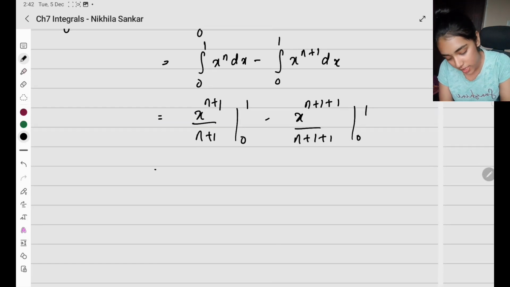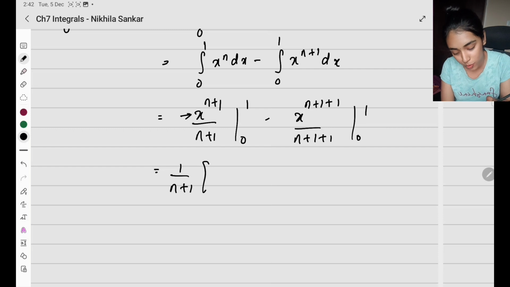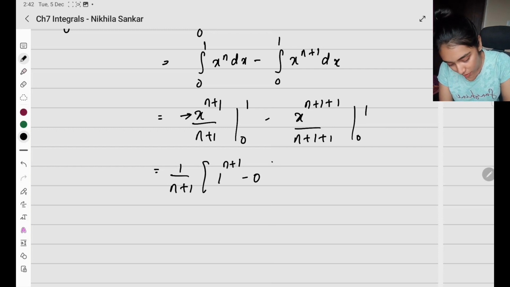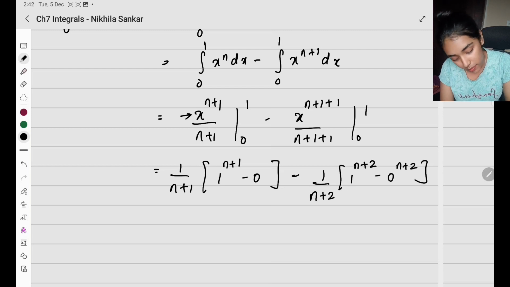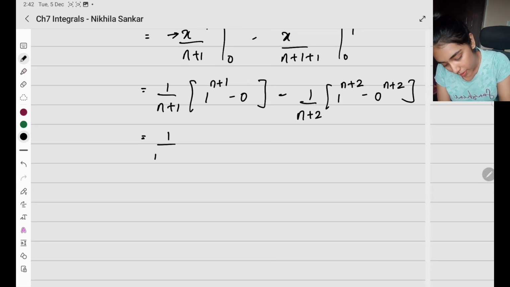Okay, integral ஞாபகம் இருக்கா? So this is going to be 1 by n plus 1 times upper limit minus lower limit. You have to substitute for x. n க்கு substitute பண்ணிடாதீங்க. So it is going to be 1 power n plus 1 minus 0 power n plus 1, which is 0, minus இங்க என்ன இருக்கு, 1 by n plus 2 times 1 power n plus 2 minus 0 power n plus 2. So this is going to be 1 by n plus 1 minus 1 by n plus 2.